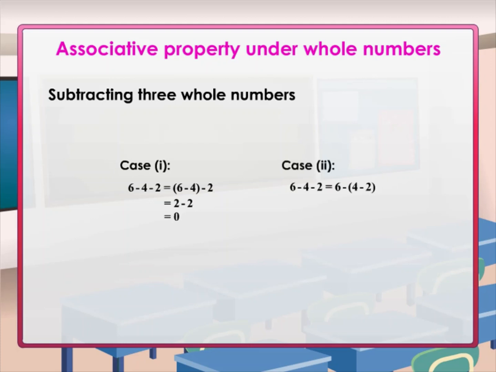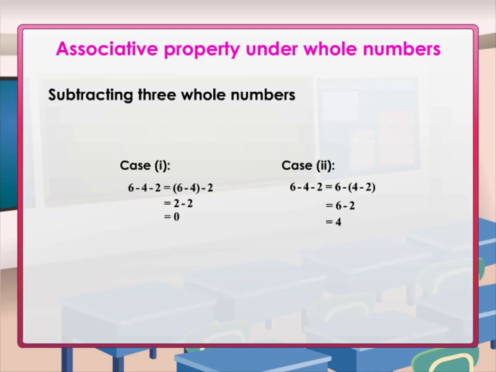Now let us try another way. This time we will group 4 and 2. So this becomes 6 minus of 4 minus 2. We know 4 minus 2 is equal to 2. So it becomes 6 minus 2 and this is equal to 4.